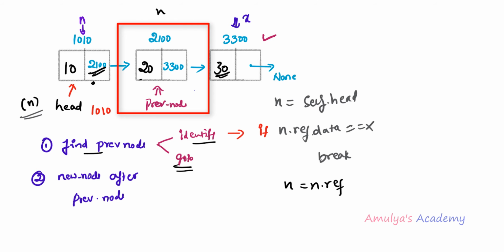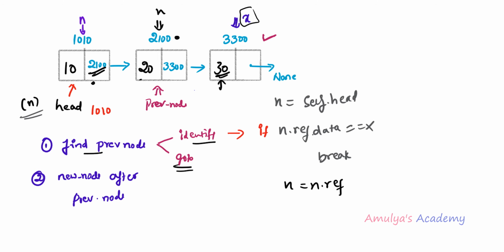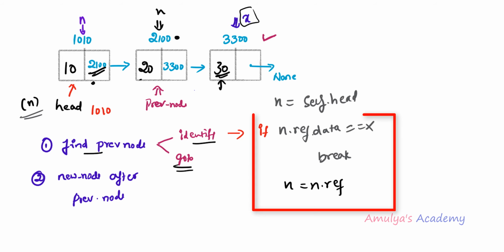Now again I need to check the n dot reference dot data is equal to x. The next node of this node, its data is equal to x or not. Here it is true because here it is 30 and I took x also 30. So both are equal. So we found the previous node. This is the previous node of the given node. But if we didn't find that, we need to again increment n equal to n dot reference. That is, we need to do this step again and again. We need to go to each node and we need to check the data of its next node, whether it is equal to x. If it is not, then we need to go to the next node.